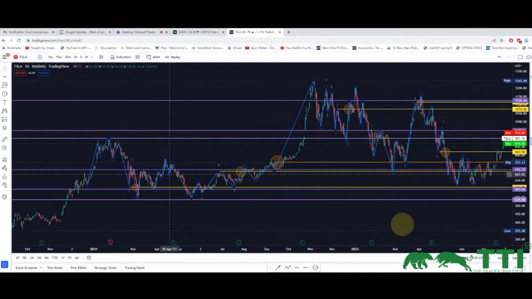So to me, it didn't look like an entry point that I wanted to go for. So I skipped it. And there you go. Okay. Lower low. Lower high.